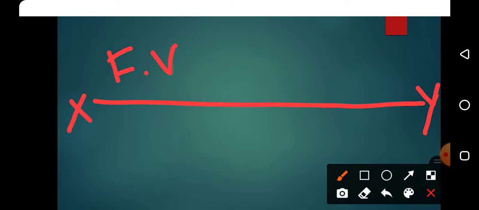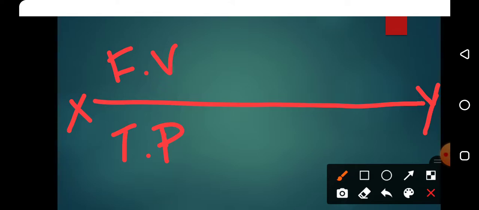This is the intersection line. I will call this the XY line, and above the XY line you will get the front view, right? And below the XY line you will get the top view. There are three principal planes totally. One is the front view, top view and side view, okay?